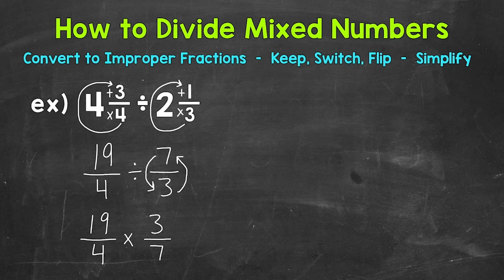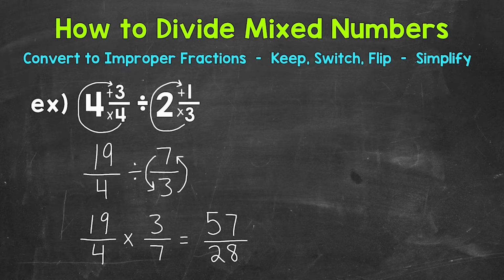Once we get to this point, we can multiply straight across. So numerator times numerator, and then denominator times denominator. Let's do the numerators first. 19 times 3 gives us 57. And then we have 4 times 7, which is 28. Now that's our answer as an improper fraction. We're going to convert it to a mixed number.